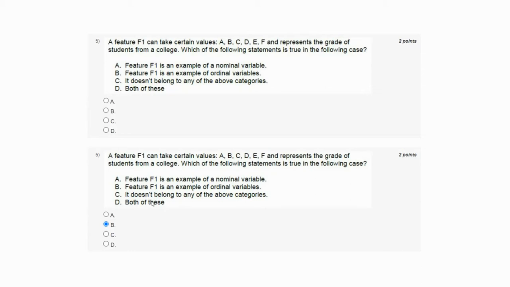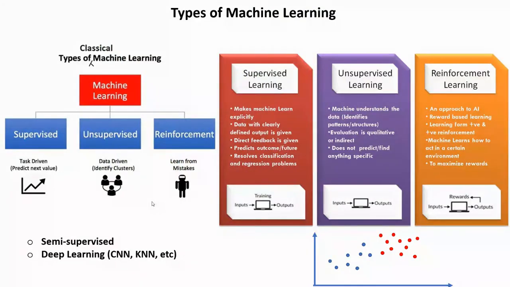Yes. So, coming to the types of machine learning. The classical types of machine learning are basically three types: supervised learning, unsupervised learning, and reinforcement learning. By now, probably you have some idea of these.